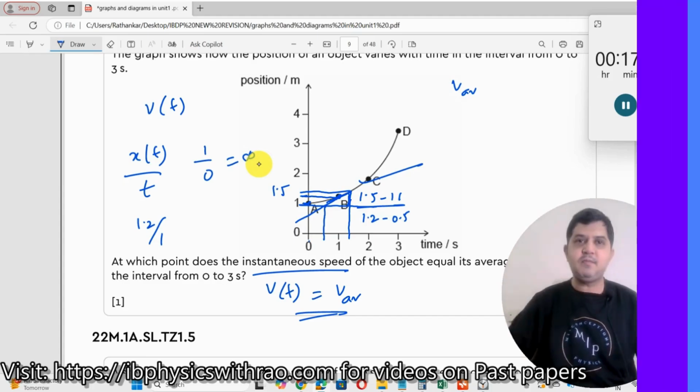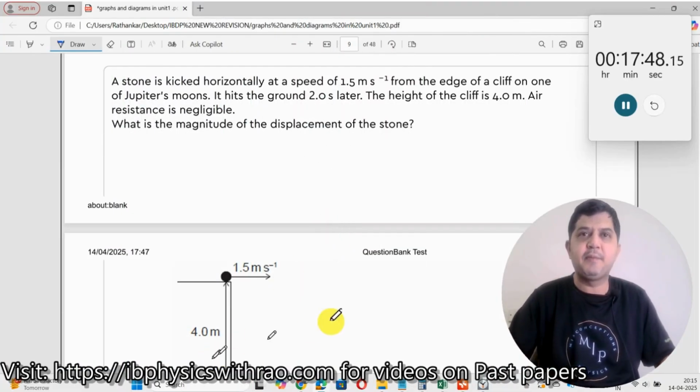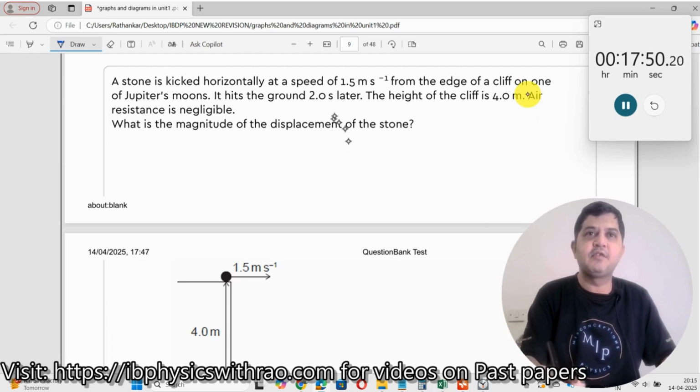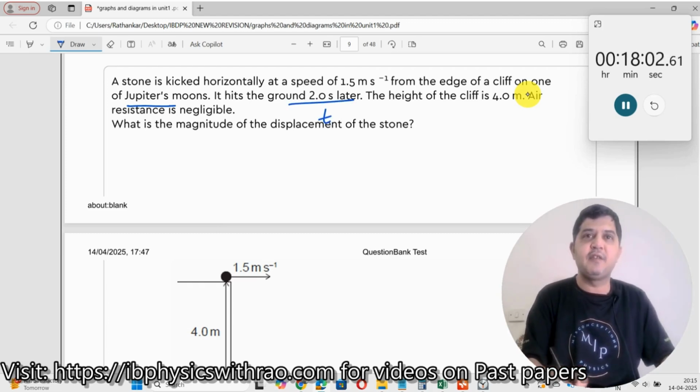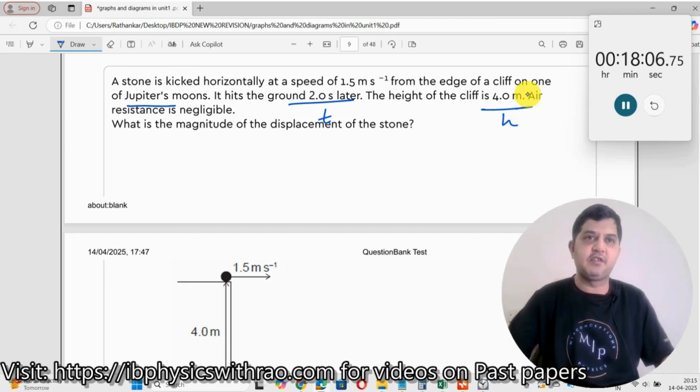Then a stone is kicked horizontally at a speed of 1.5 meter per second from the edge of a cliff on one of Jupiter's moons. It hits the ground 2 seconds later. Why does it say Jupiter? Because you should not assume the value of g to be 9.8. That's what it tells you. Time is also given, and the height of the cliff is given. Then what is the magnitude of the displacement of the stone?